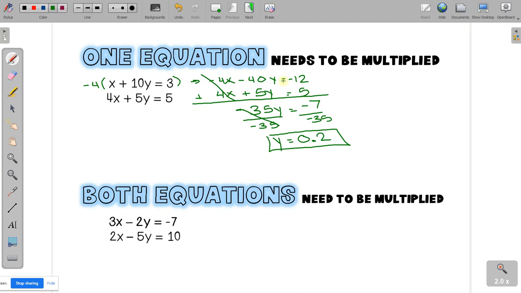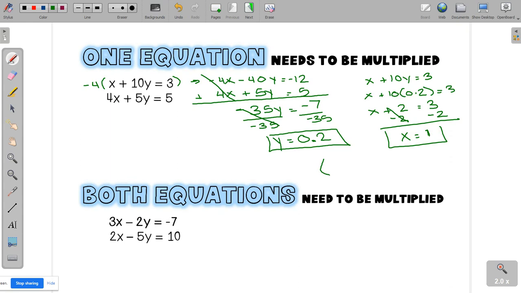So let's substitute it into the top equation. We have x plus 10y equals 3. We substitute in our y, we get x plus 10 times 0.2 equals 3. 10 times 0.2 gives us 2. We write everything else as is. Subtract 2 from both sides, and we get x to equal 3 minus 2 is 1. So our solution is the point 1, 0.2.